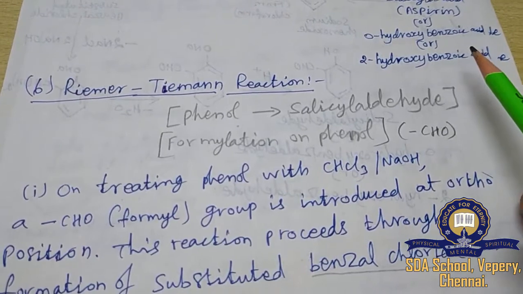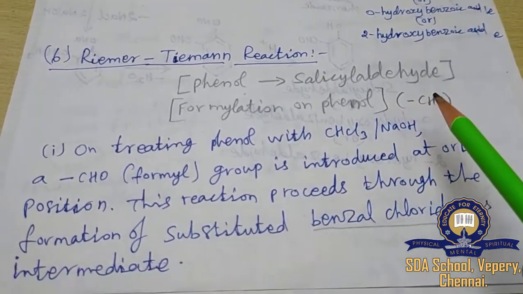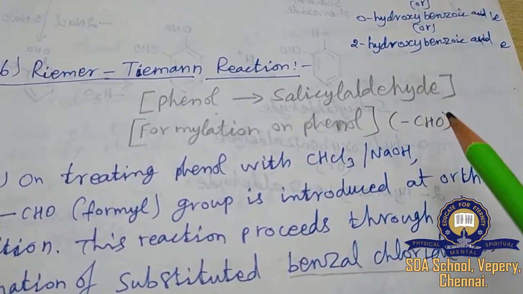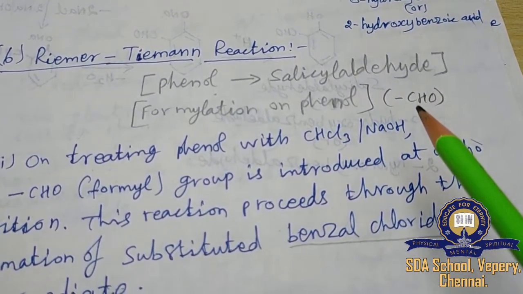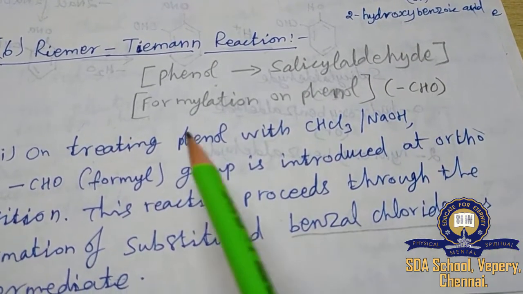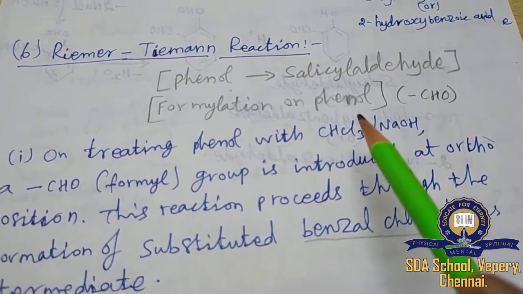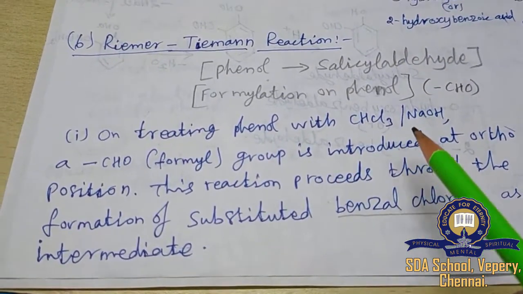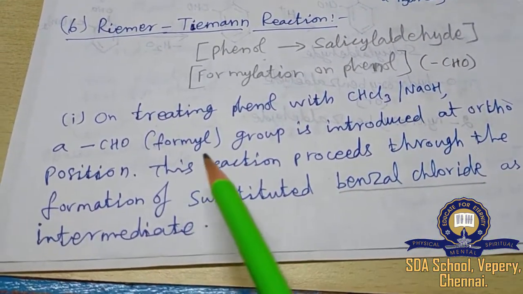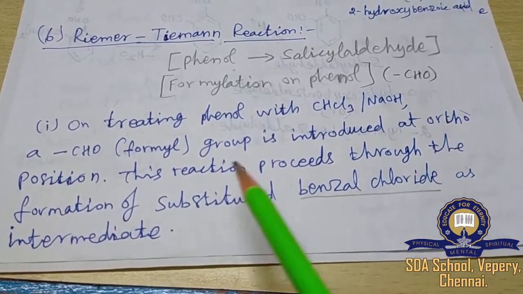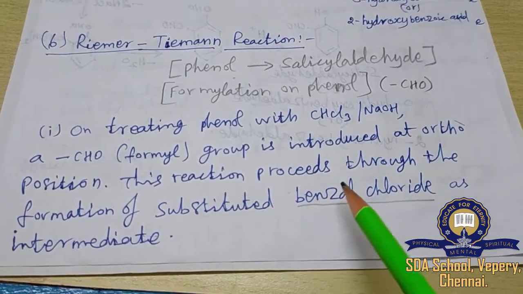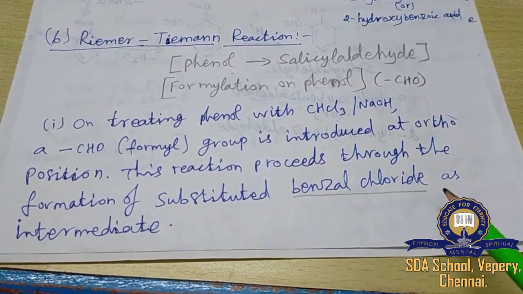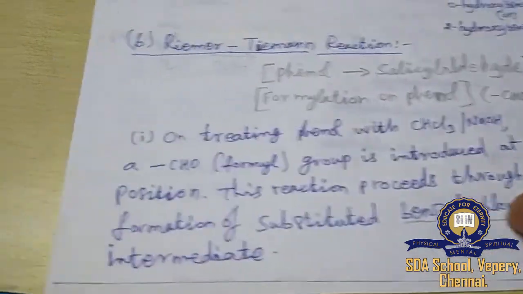Next we move to the Reimer-Tiemann reaction. This is the reaction to convert phenol to salicylaldehyde, that is, addition of a formyl group, which is called formylation of phenol. On treating phenol with chloroform and sodium hydroxide, a formyl group is introduced at the ortho position. This reaction proceeds through the formation of substituted benzyl chloride as an intermediate.